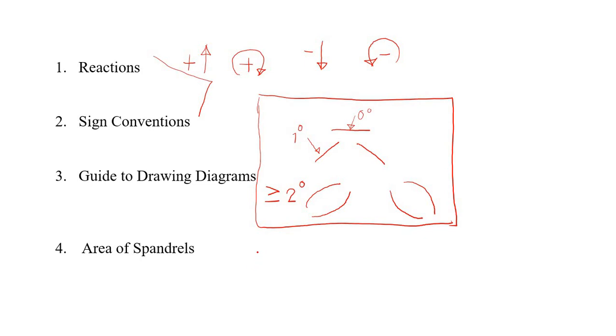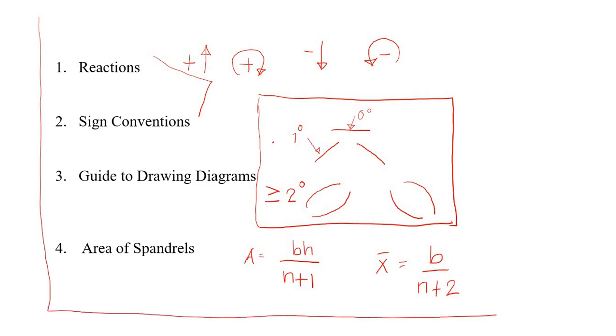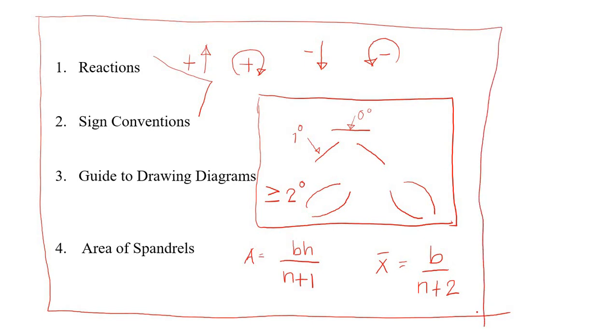Okay, and for the area of spandrels, for the computation of the area, we have base times height all over n plus 1. And for our x bar, we have b over n plus 2. So if we know all of these, then creating simple shear and moment diagrams using the area method would be easy.